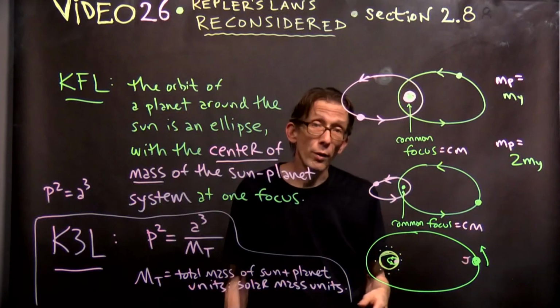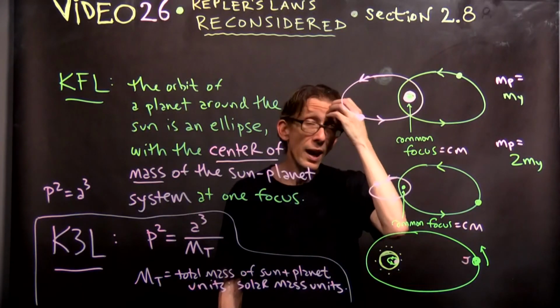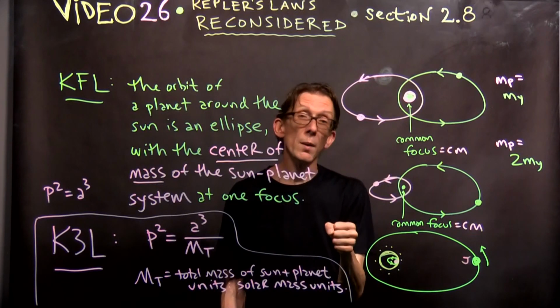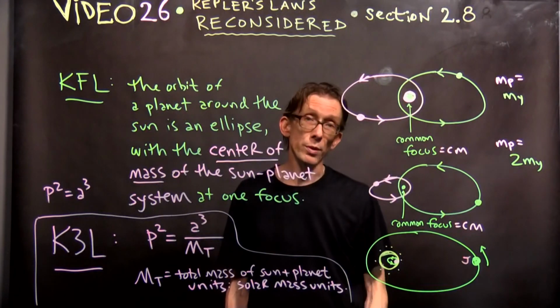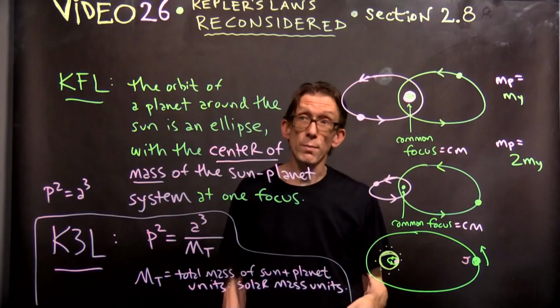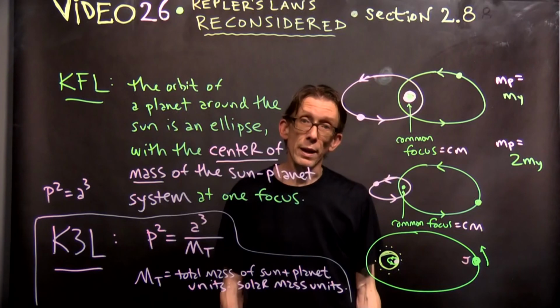And of course, the same with Earth. The effect of the Earth on the sun is very tiny, but it is there. And the sun has a little wobble because of the Earth too, but it's way, way, way smaller than Jupiter's. Jupiter gives the sun the biggest wobble because Jupiter's the most massive of all the planets.